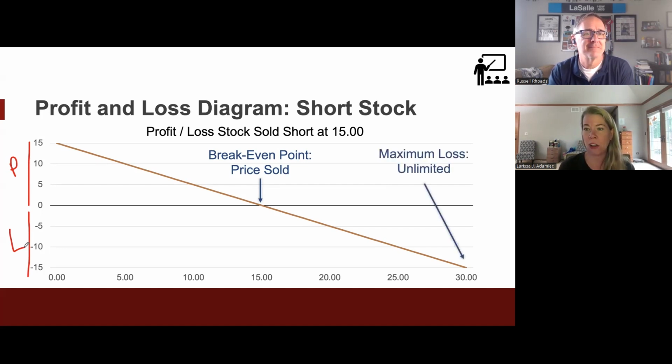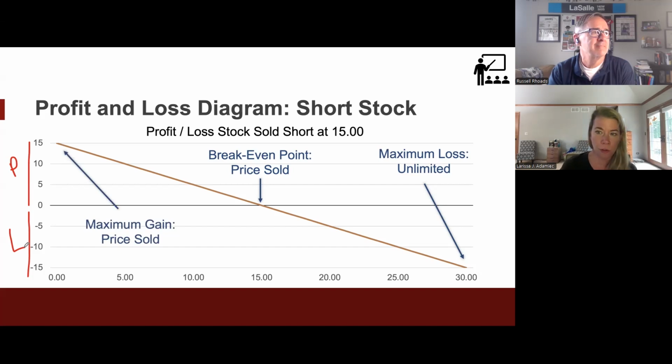So our max loss, unlimited. This is a risky position to put on. Our max gain is the price that we sold. We could never make more than $15. And I'm going to put Dr. Rowe on the spot. Why can't we make more than $15? Because stocks can't go below zero. Right, there's a natural boundary.